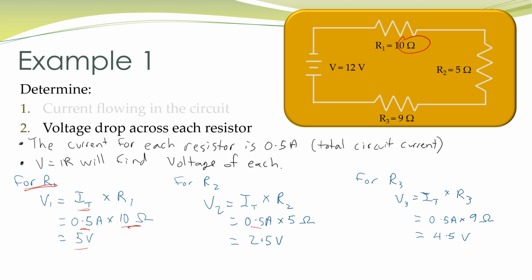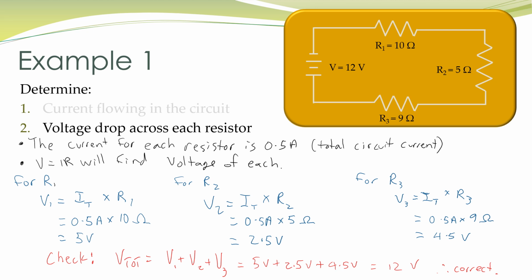We have 0.5 amp times 5 ohms, because it was 5 ohms up here, 2.5 volts. And we have 0.5 amp times 9 ohms, 9 ohms there, 4.5 volts. So that is like the measure of the potential energy taken up by each resistor in this circuit.